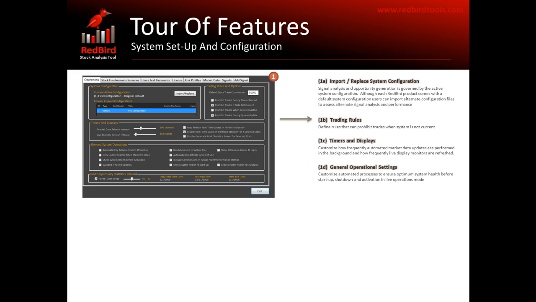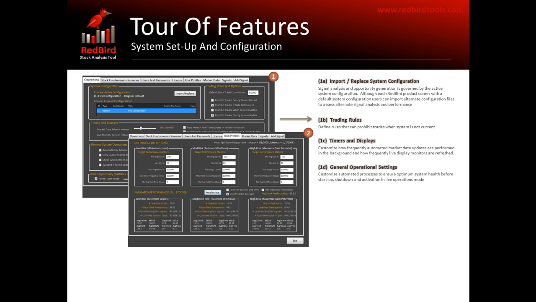This is where users can customize the frequency at which the RedBird system gathers market data updates and the frequency at which the RedBird system refreshes all monitors and displays. And finally, users can set other general operation settings to dictate when specific automated processes are run to ensure overall system health and stability. On the second screen, users can customize risk profiles.